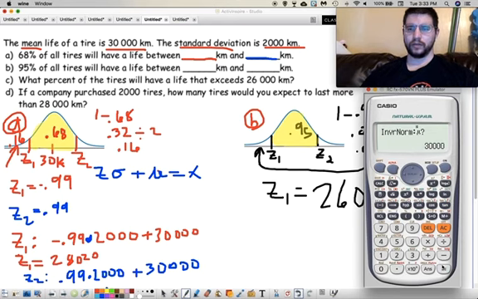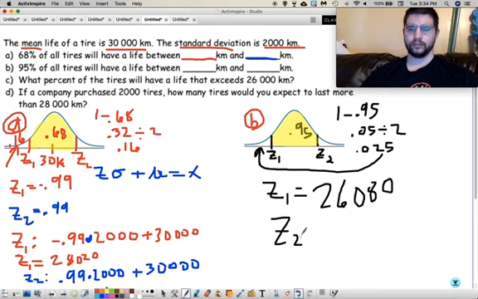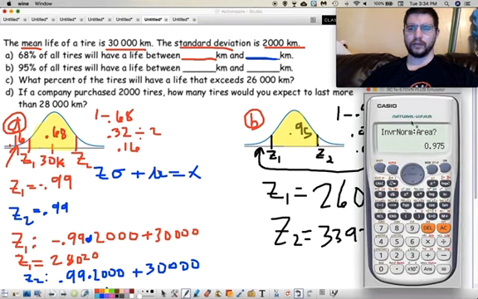And if we do 0.95 plus 0.025, because we need to add this number right here, we get 33,920. So that was for 0.975 if you wanted to add it up beforehand.